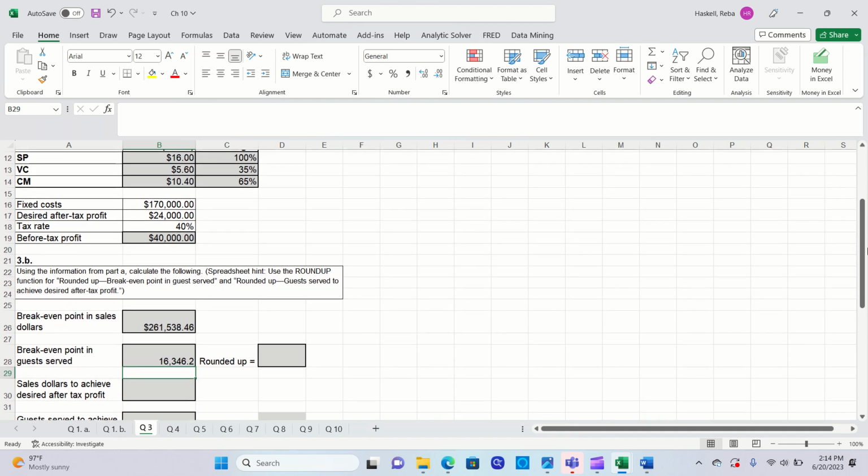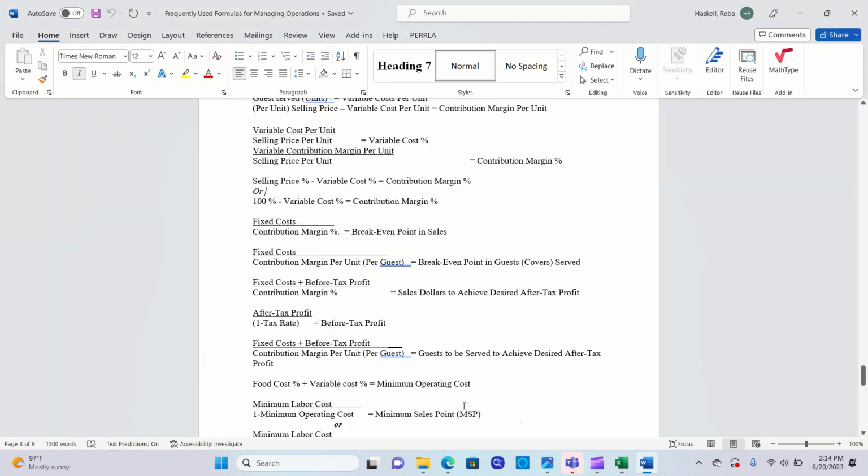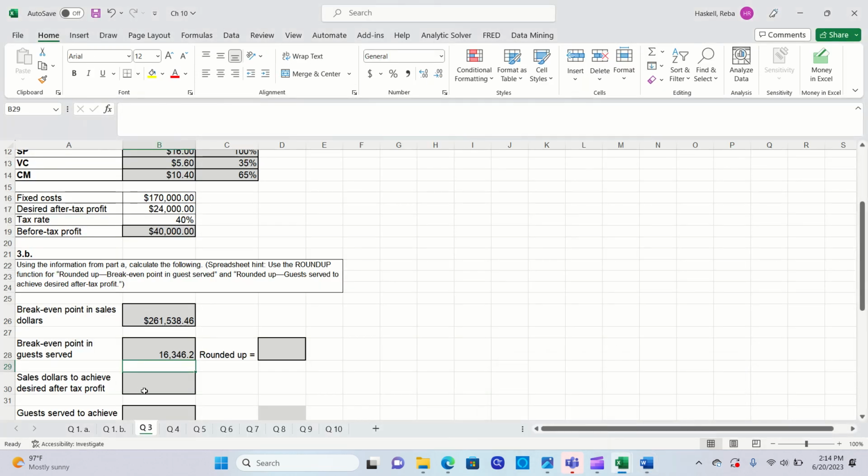All right. So the sales dollars to achieve the desired after-tax profit, which we want a desired after-tax profit of $24,000. Let's look at that formula again. So in order to get the sales dollars to achieve the after-tax profit, we're going to take our fixed cost plus our before-tax profit and then divide it by our contribution margin percentage.